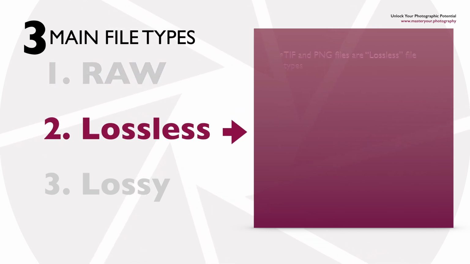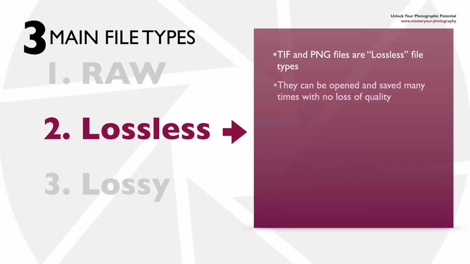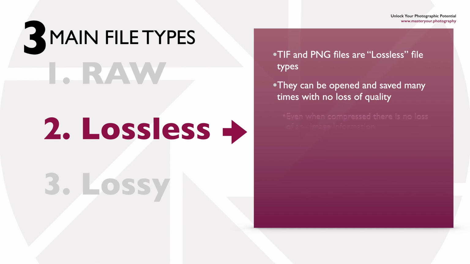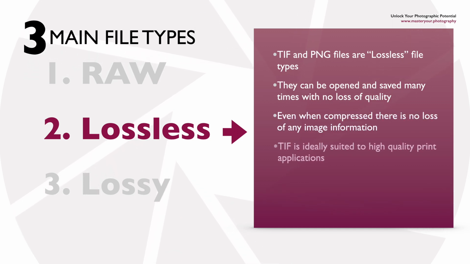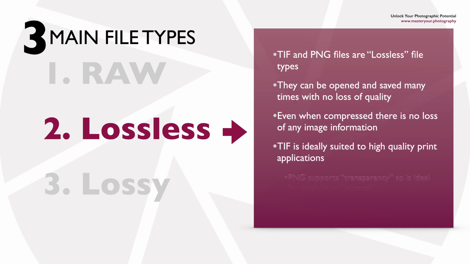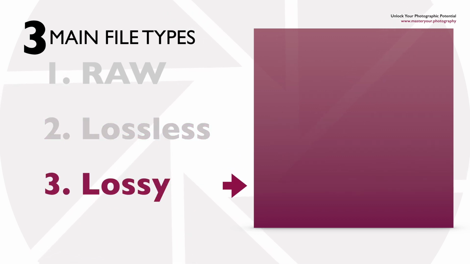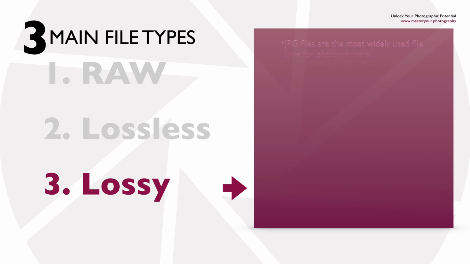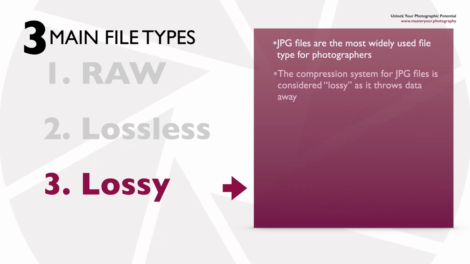The next type of file is what I call a lossless file, and the two main types are TIFF and PNG files. And what this means is you can open them and save them many times and you'll get no loss of quality, because even when they're compressed, the compression does not throw away any of the data. A TIFF file is brilliant for producing high quality prints, and the advantage of a PNG file is that it supports transparency.